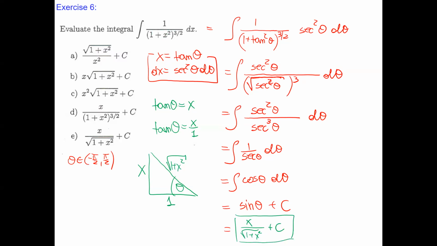And I hope one of the options matches this one. But that's not the important part.